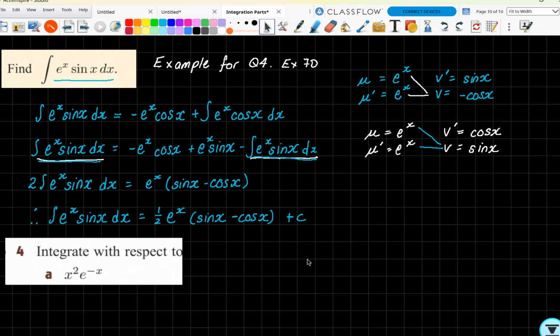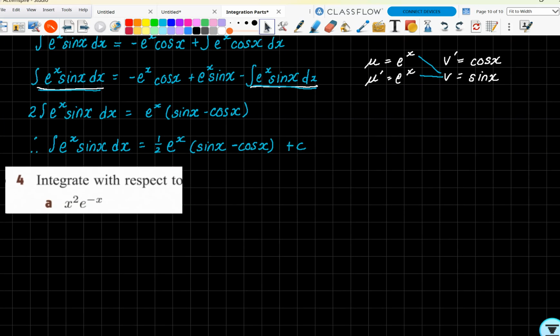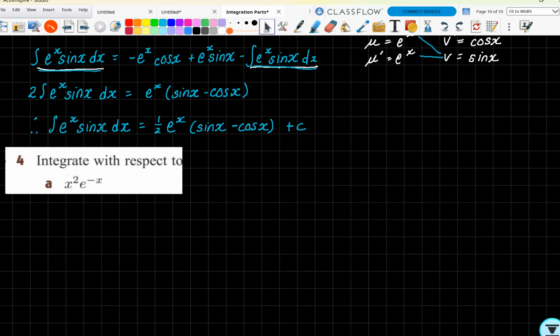Okay, so that was when we sort of got stuck in a loop, because you got this over and over again. Now, it's not always going to be that you will get stuck in a loop. It could just be that you have to use your integration twice. So let's have a look at this one. Okay, so we've got x squared times e to the minus x.